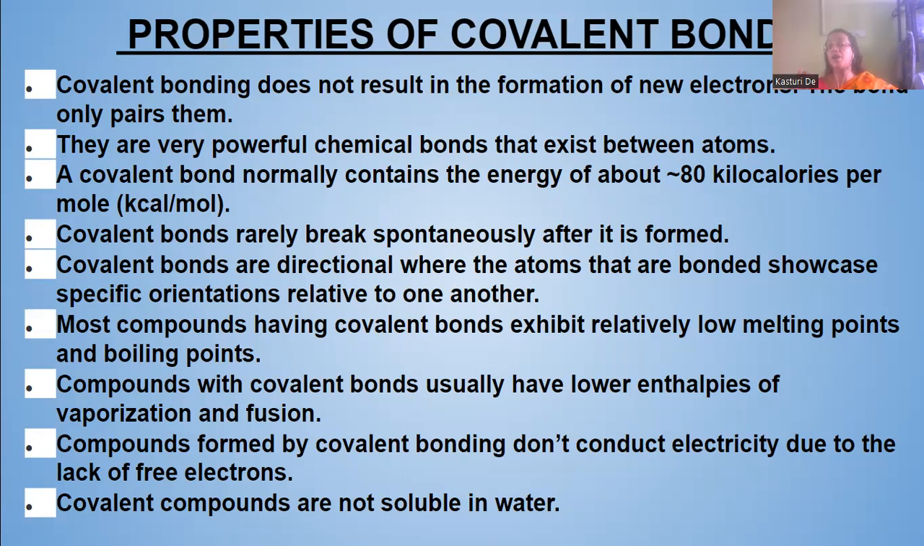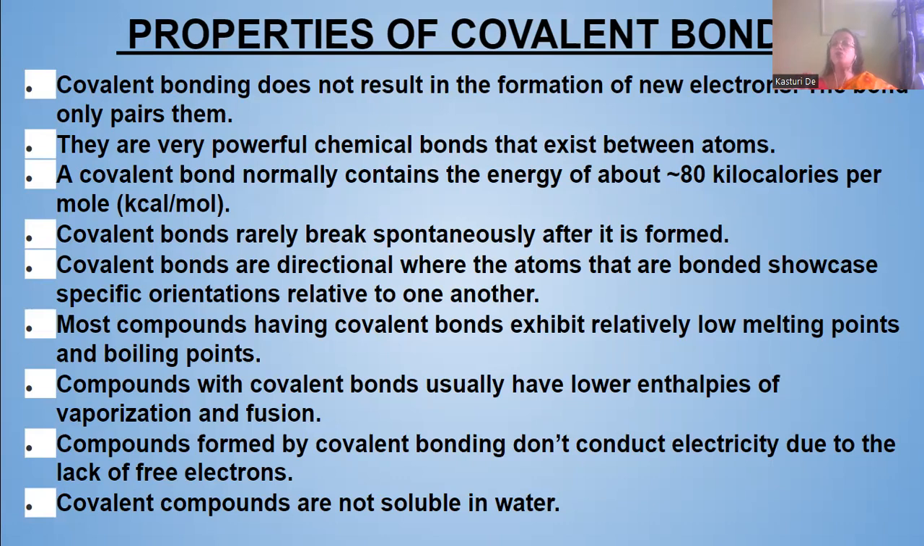Most compounds with covalent bonds exhibit relatively low melting points and boiling points. They have a low melting point and low boiling point, that is, they will boil very easily and they will also melt very easily. And these bonds are directional. These bonds are formed in a specified direction; a specific orientation is there to form this bond.